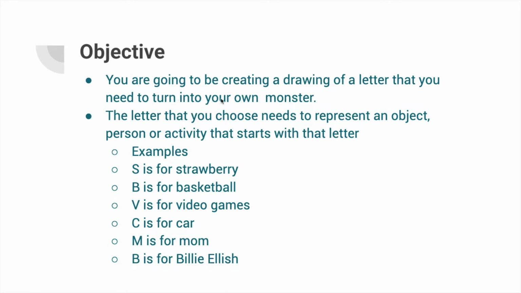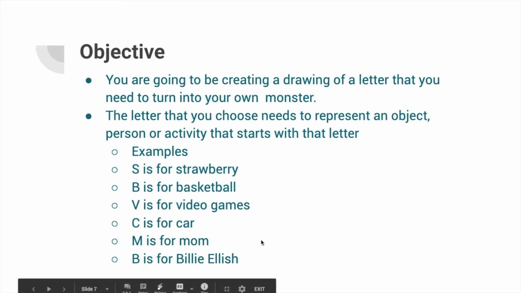So what you are going to be doing is choosing your own letter to create and turn into a monster. The letter that you choose needs to represent something, whether it's an object, a person, or an activity that starts with that letter. So some examples that you could do is different foods, like S is for strawberry. You could do different sports. B is for basketball. V is for video games.